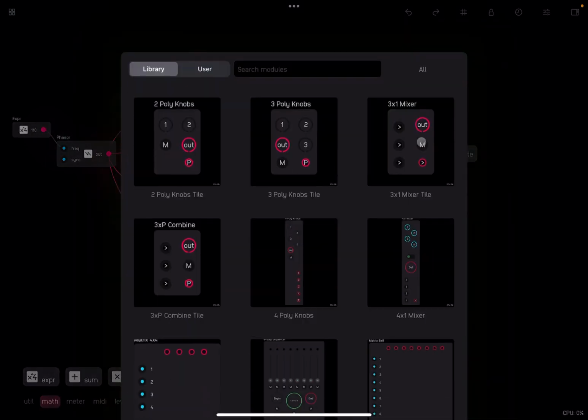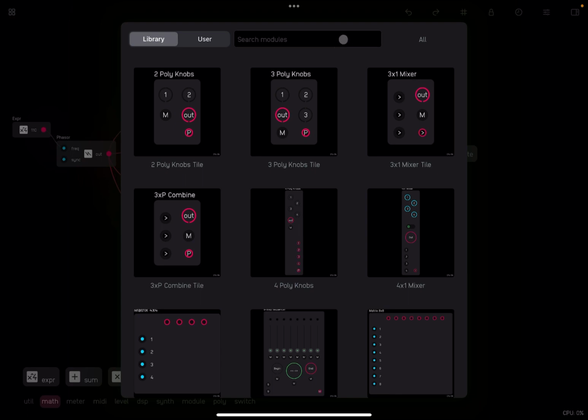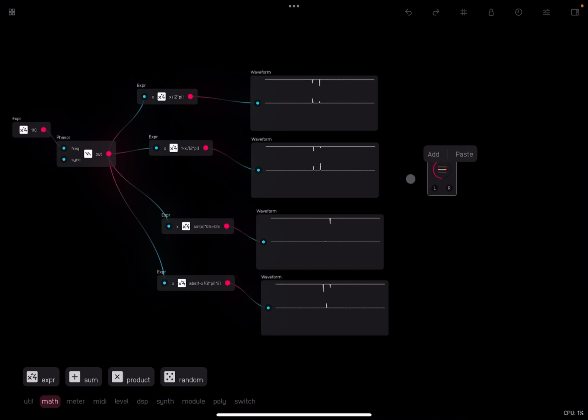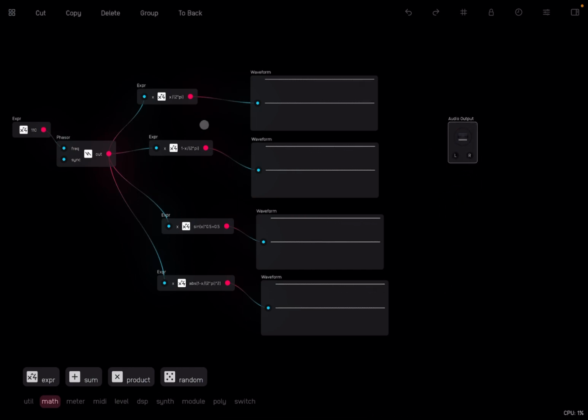So let's add an output module, like so. And now let's turn the volume down. Let's make the connection only to some of the channels. I don't want to connect it to all the channels. Like so, and let's listen.